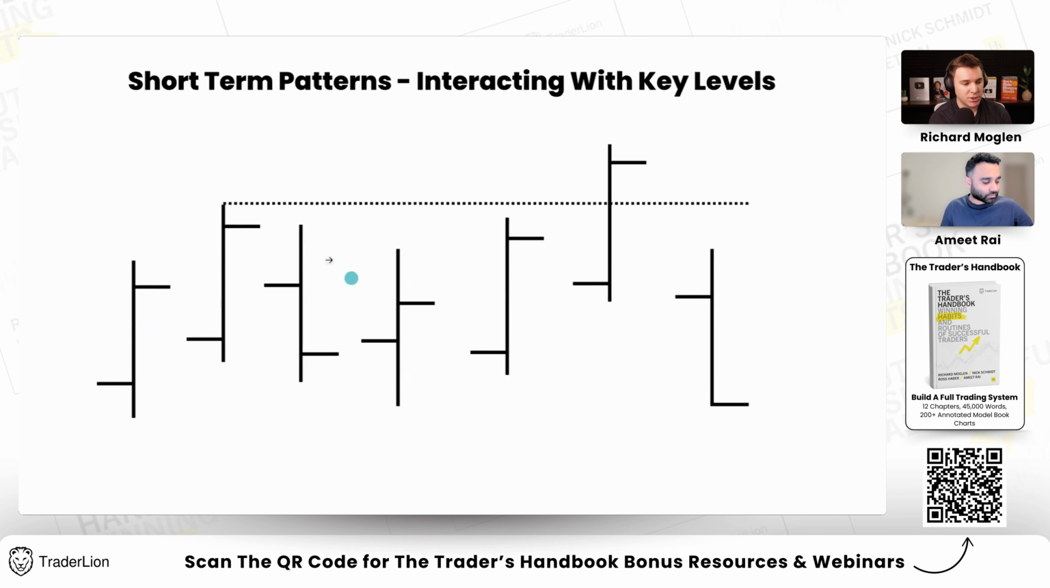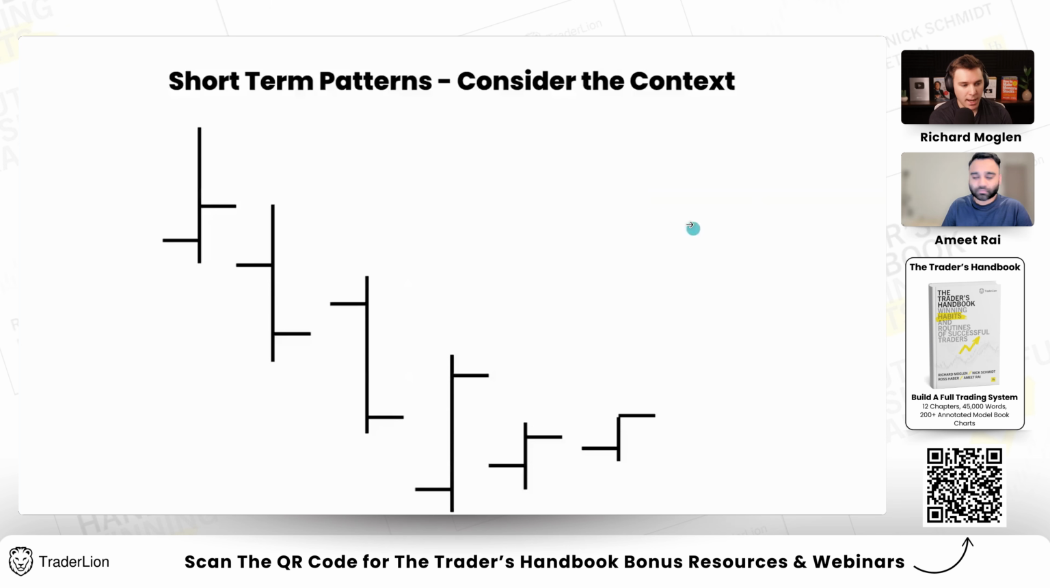Here we've got a range that forms, a breakout, but then what happens? The buyers weren't strong enough to follow through to the upside and actually lead to a successful trade, and we get a gap down and close lower. This would be a failed breakout and definitely a sign of weakness, especially considering where it happened near this key level. Another key concept I want to talk about is considering the context behind a short-term pattern.